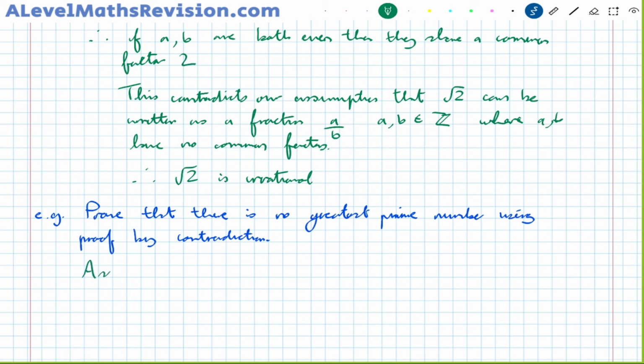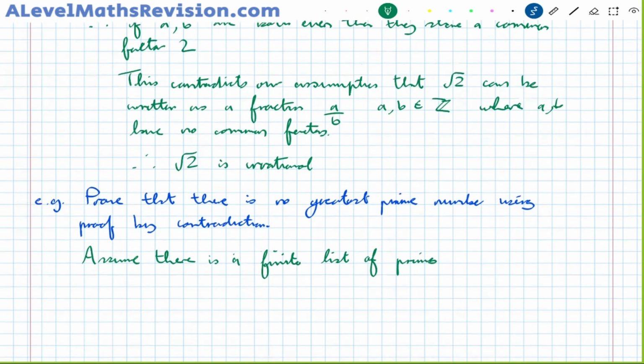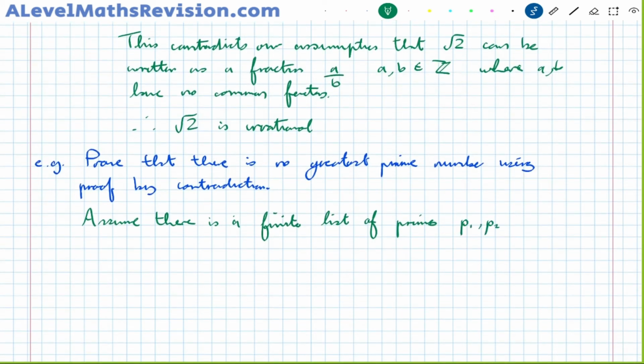Okay, so first of all, assume there is a finite list of primes. We know there's not. We know that prime numbers are infinite. Assume there is a finite list of primes. Prime 1, prime 2, all the way up to the final prime, Pn, prime n. Consider the product P1 times P2 times all the way up to Pn times all those primes together, then add 1.